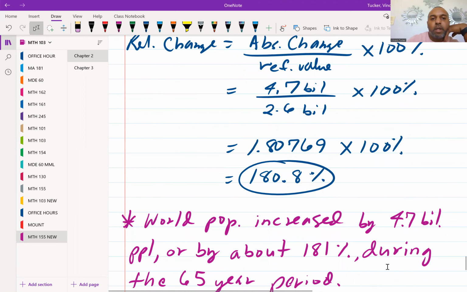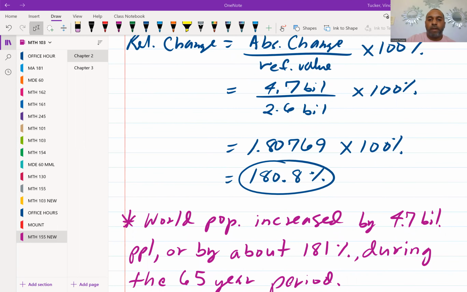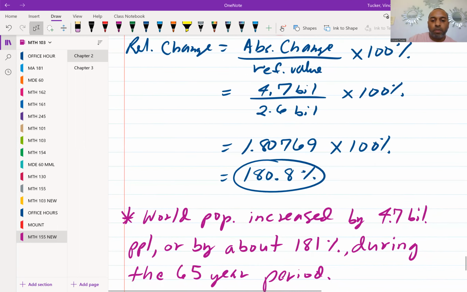Okay. So then we have our final statement according to our calculations. World population increased by 4.7 billion people, or by about 181% during the 65-year period.